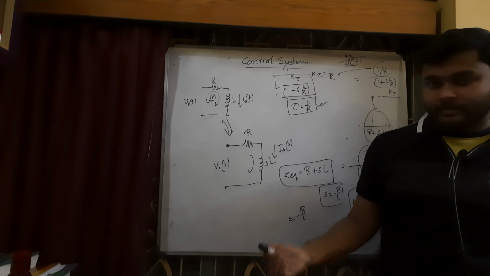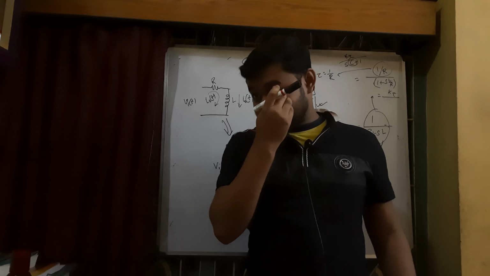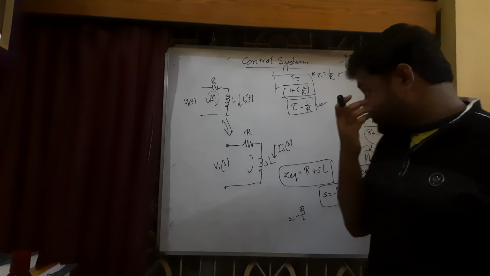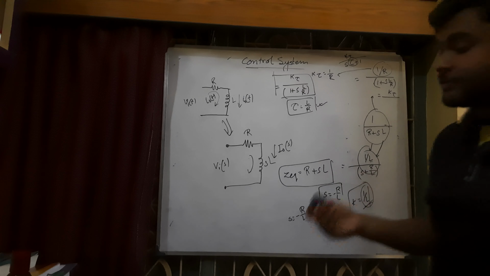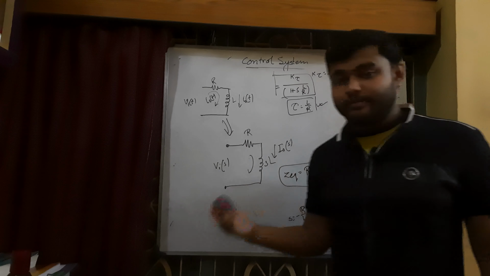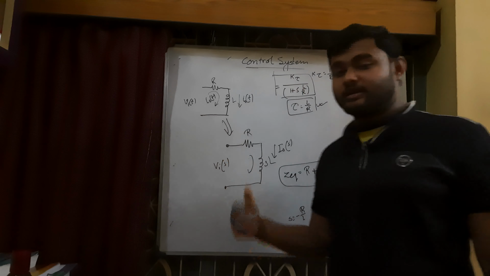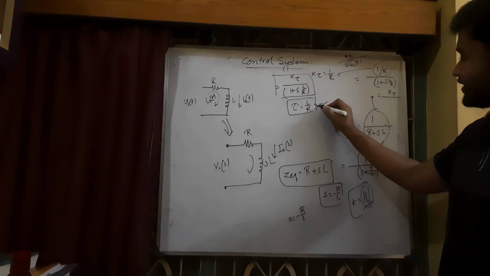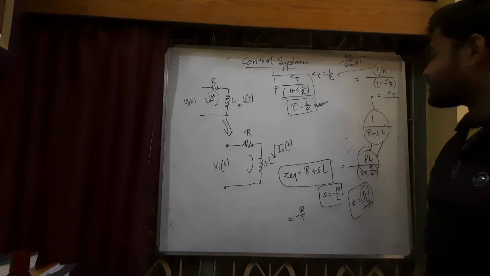And again, like the RC circuit, you might have been told that for a series RL circuit the time constant of the circuit is L by R, and here it is L by R.